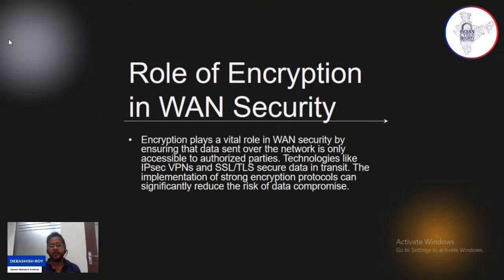Now, what is the role of encryption in WAN security? Encryption plays a vital role in WAN security by ensuring that data sent over the network is only accessible to authorized parties. So only the authorized person can access the data. No data breach can happen. Unauthorized access or hacking of the data cannot take place. Technologies like IPsec VPNs and SSL/TLS secure data in transit. So these are the protocols to secure the data. The implementation of strong encryption protocols can significantly reduce the risk of data compromise and data security breach.